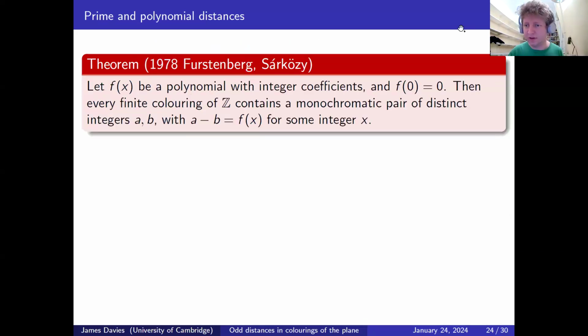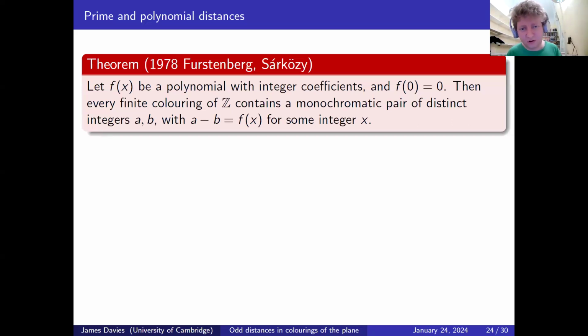I want to go back a bit to this nice theorem we saw on coloring the integers. This was a classical theorem saying that if we have a polynomial with integer coefficients and constant coefficient 0, then in any finite coloring of the integers, we can find a monochromatic pair of distinct integers so that the difference is some value of this polynomial. This fails, as we saw, if f of x is equal to 2x plus 1, so they needed something like this f of 0 equals 0 condition. But we saw going up to the plane, at least with this 2x plus 1 odd distances, things now work. You now have infinite chromatic number again.